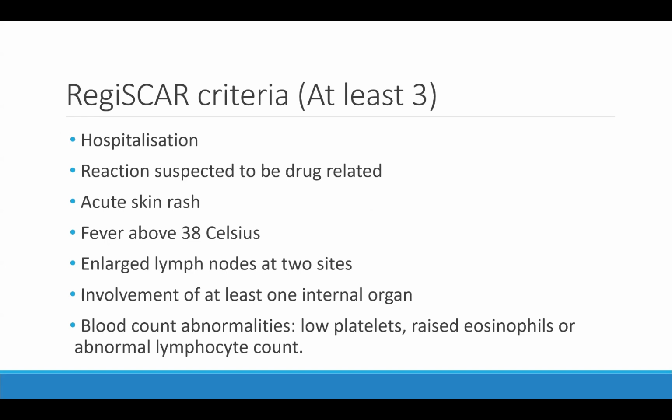This is the RegiSCAR criteria. You need at least 3, all right? Hospitalization, reaction suspected to be drug-related, acute skin rash, fever above 38 degrees Celsius, enlarged lymph nodes at 2 sites, involvement of at least 1 internal organ, and blood count abnormalities such as low platelets, raised eosinophils, or abnormal lymphocyte counts. So you can also use online RegiSCAR calculators which are available for free.